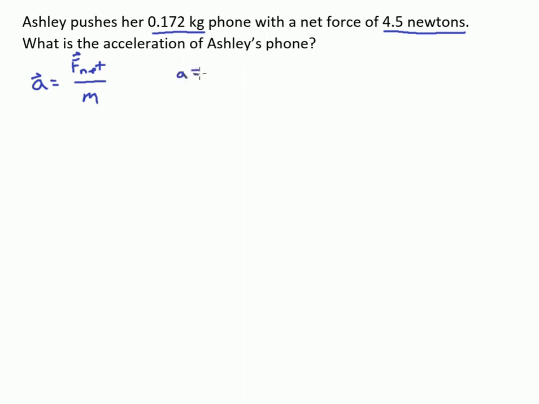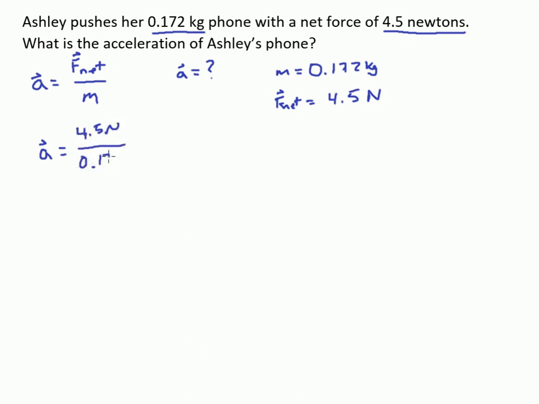So our acceleration is our unknown. We know the mass of the phone is 0.172 kilograms. And we know the unbalanced or the net force is equal to 4.5 newtons. So we'll go ahead and plug this into the equation. Acceleration is what we're looking for still. 4.5 newtons divided by the mass of 0.172 kilograms.